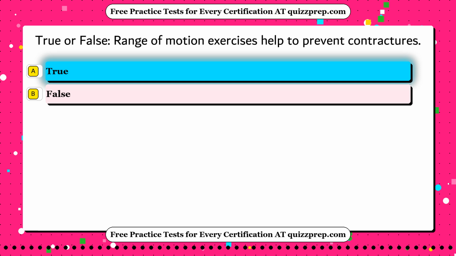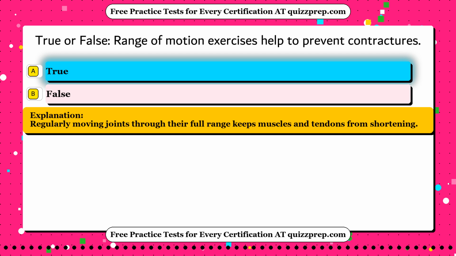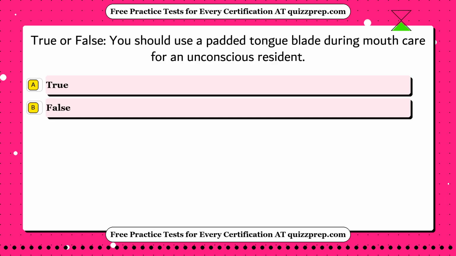The correct answer is option A, true. Regularly moving joints through their full range keeps muscles and tendons from shortening. Question 85. True or false, you should use a padded tongue blade during mouth care for an unconscious resident. Option A, true. Option B, false.